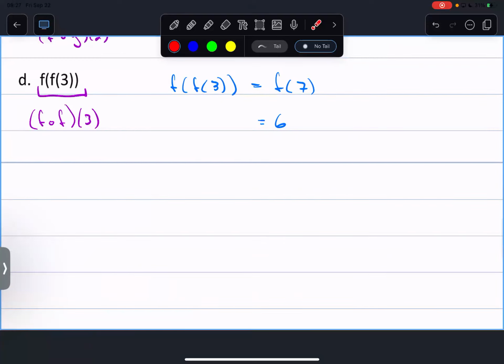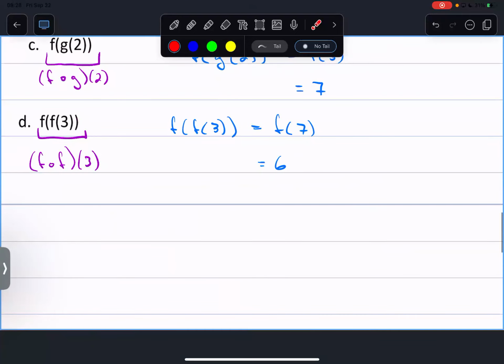Can you explain the last one a little bit? This one? Yeah. Okay, so we're allowed to make compositions of the same function. So here we're taking the output of f at 3 and then using that as the input into f again. Same thing, you just gotta keep your cool.